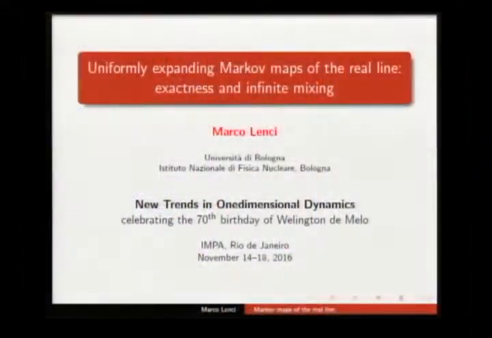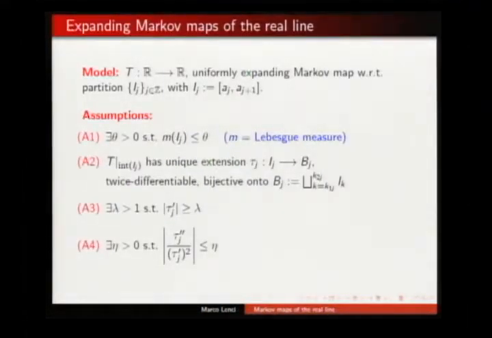So I will be talking about Markov maps of the real line, expanding Markov maps of the real line. A picture is going to come soon, don't worry. Most people here know Markov maps of the unit interval. Just expand the concept to the real line, and that's pretty much what it is. You have some standard assumptions here.